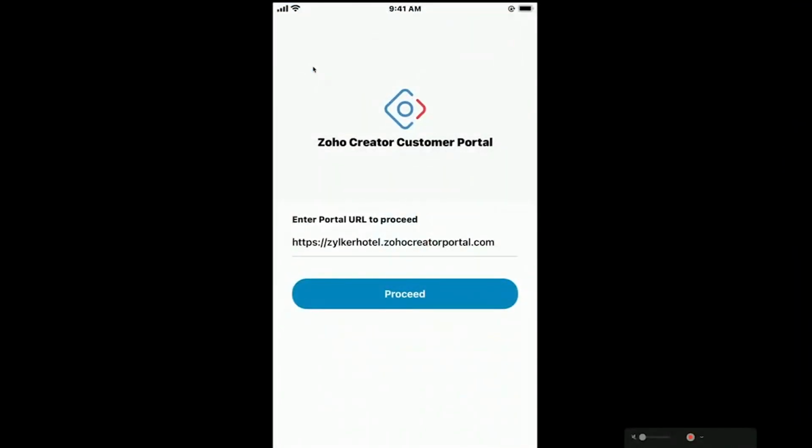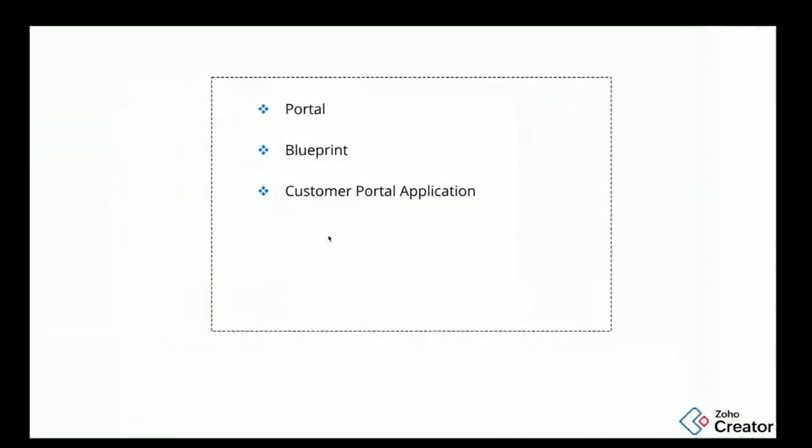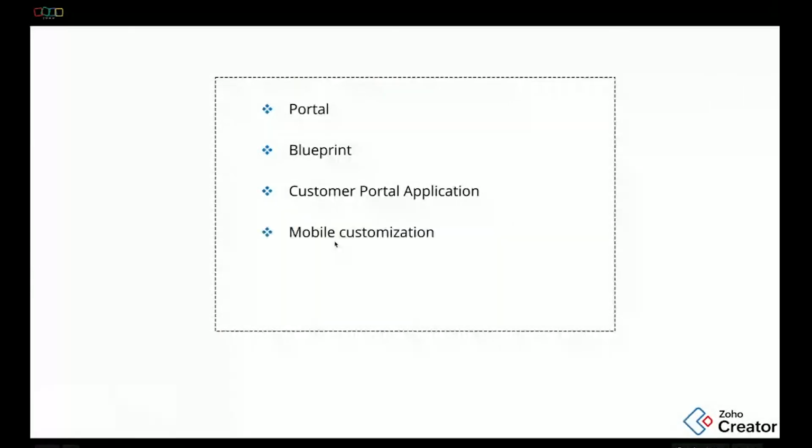So when I just open it, I can add the portal URL over here, and when I click on proceed, it will ask me to sign up or sign in for my portal, and the guest can make use of all the things that we are going to display to them. So this is one thing we are going to discuss in the live demo. Our next feature is going to be the mobile customization. Since we are going to use the mobile customer portal application, we will also see how customization can be done for that particular application as well.